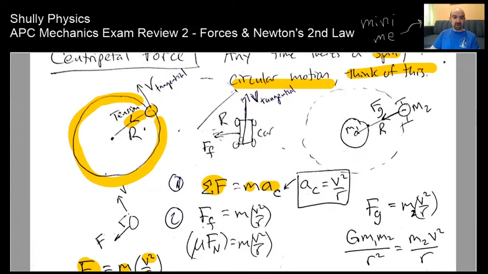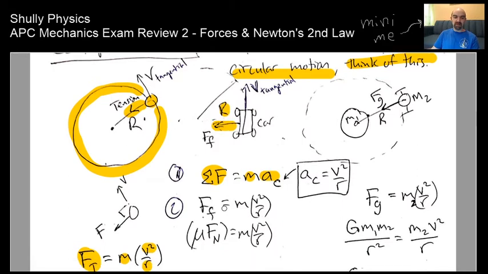If it's a car going around a turn, there's a tangential velocity of the turn, a radius of the turn, and friction pulls them towards the center. So we're going to make that our direction for Newton's second law. Friction equals the mass of the vehicle times v squared over r.